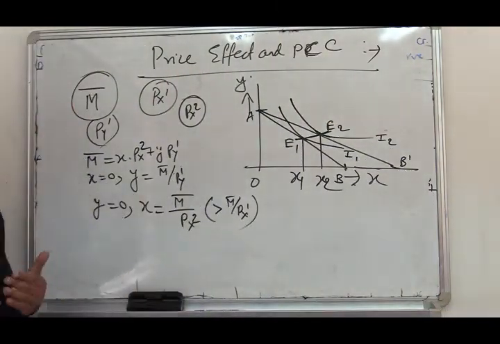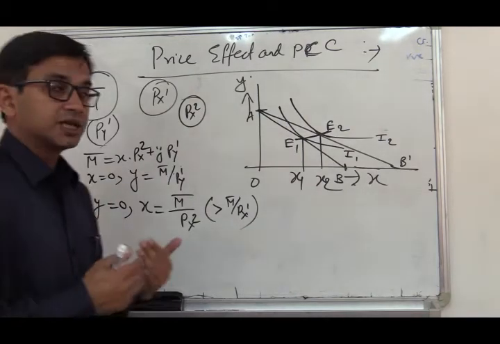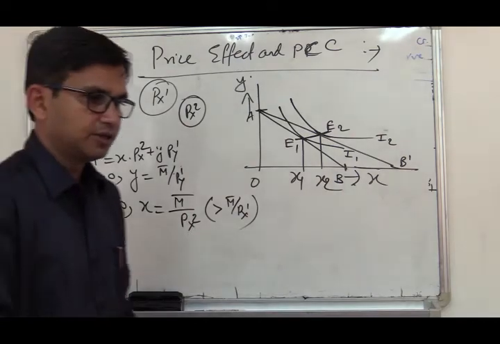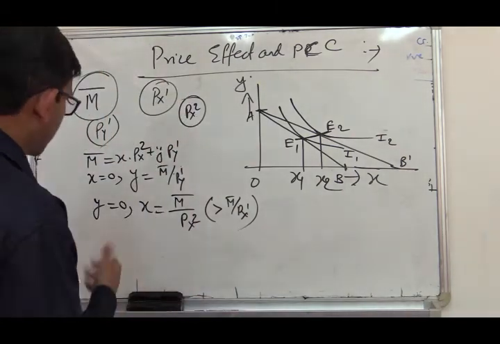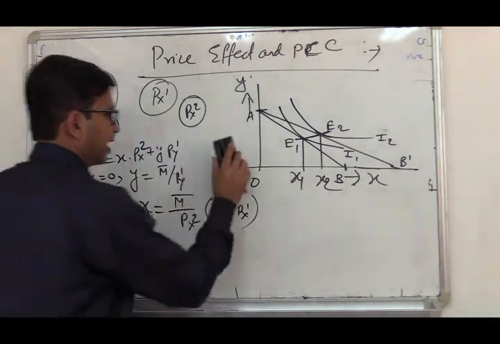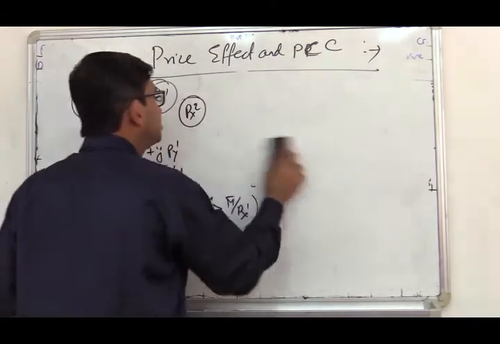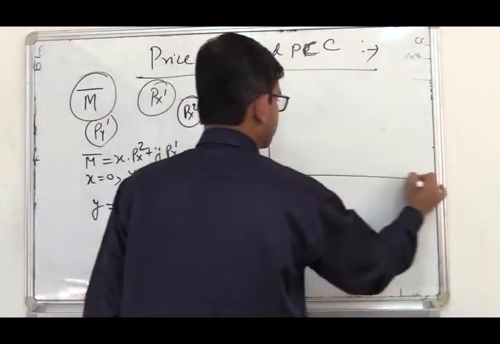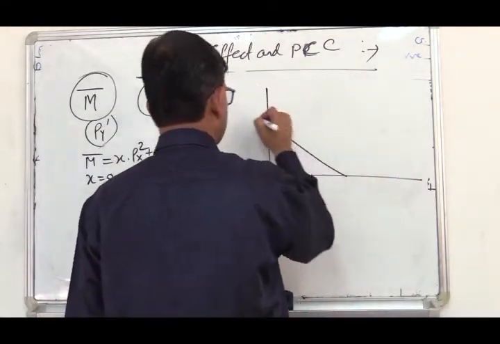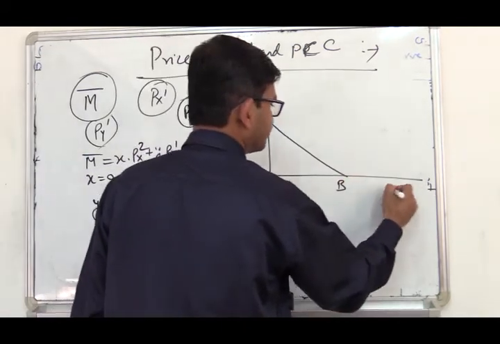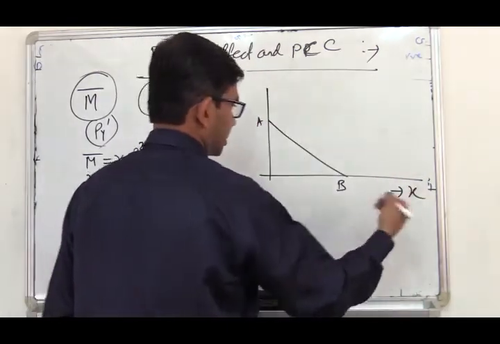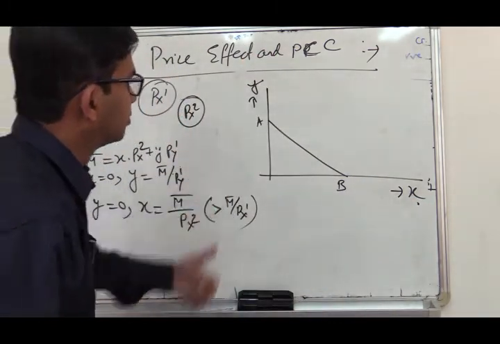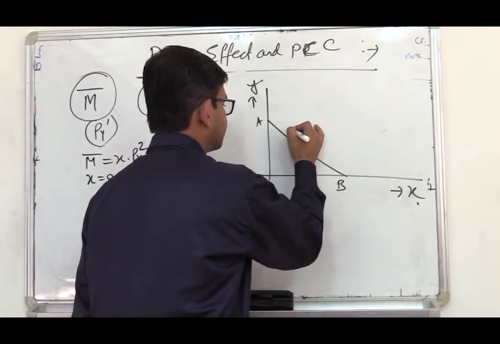But now if we consider a commodity which does not obey the law of demand, for example a Giffen commodity, what will be the price effect? How will the price effect react? Initially let us consider that this is the budget line AB. In the horizontal axis we are measuring X, in the vertical axis we are measuring Y. So the equilibrium is given as follows.